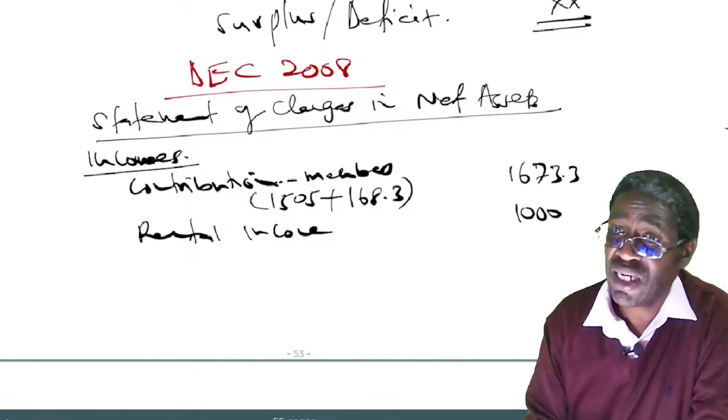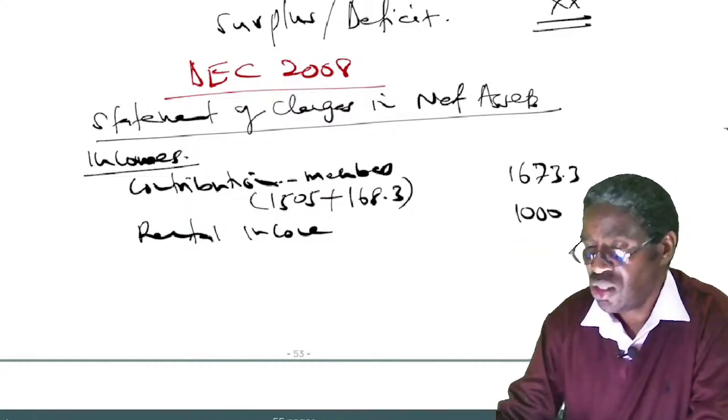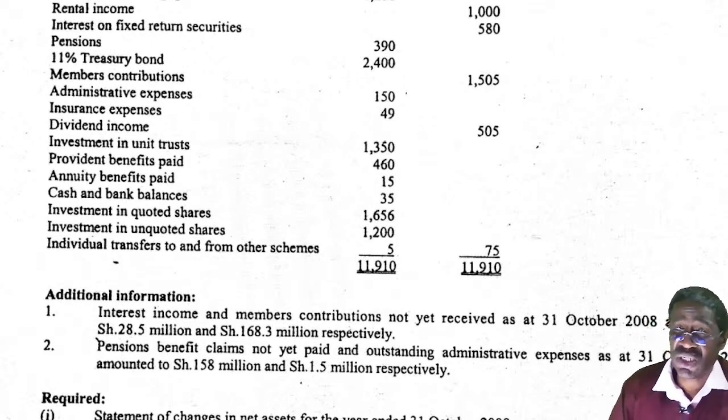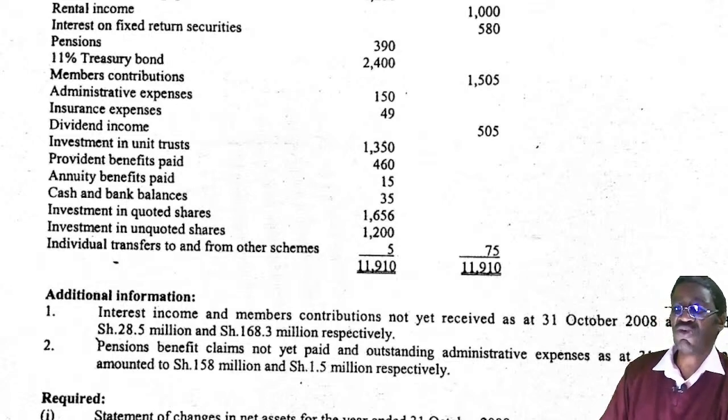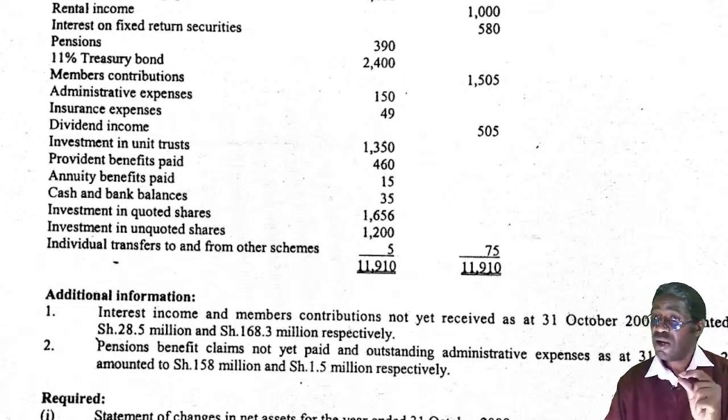I want to go back to the same trial balance, looking for any other incomes. I've told you incomes are always a credit balance, but let's concentrate on the credit column. After rental income, I can see the next one up there is interest on fixed return securities, 580. Then I ask myself, does it have an adjustment? From our fixed interest securities, we received an interest of 580. Note number one says interest income received, and members' contributions not yet received amounted to 28.5 and 168. So there's an income here which we have not received of 28.5. That is in the form of interest income.